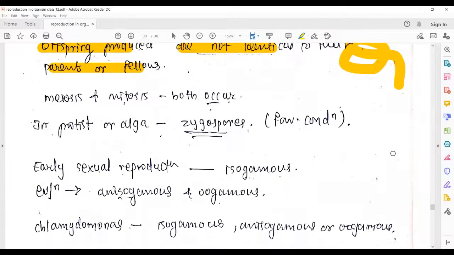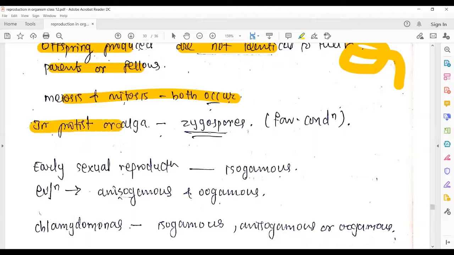Now, meiosis and mitosis both will be occurring here. You should keep in mind meiosis and mitosis. Like the germinal epithelium cell: if I use the term germinal epithelium, it will undergo mitosis to produce many germinal epithelium cells, and those cells will undergo meiosis to form the haploid gametes, right? Don't worry, we will be discussing everything in detail in the coming chapters.